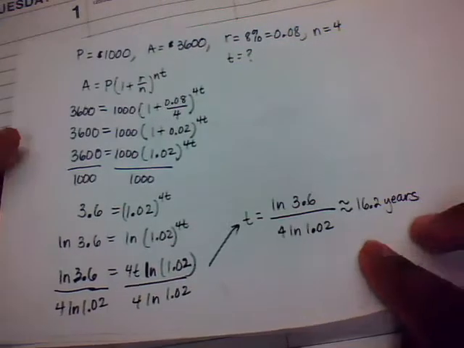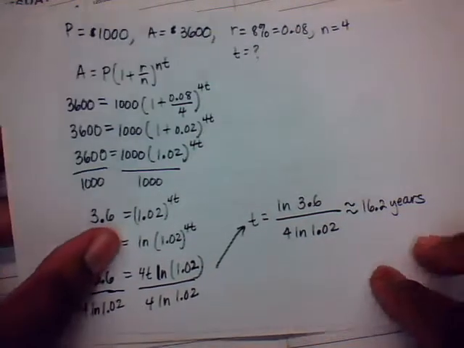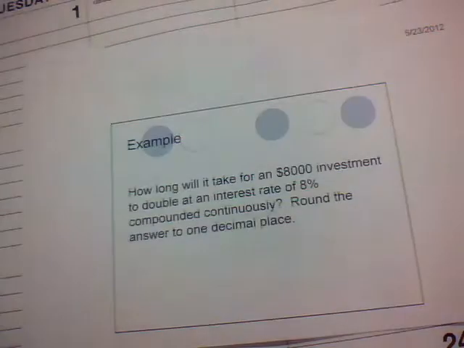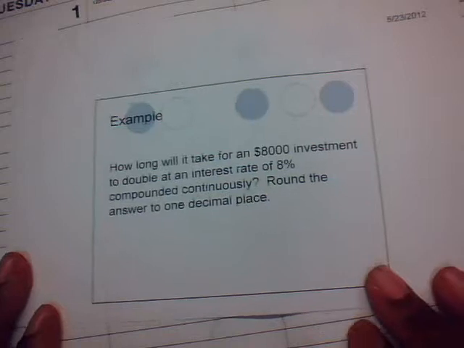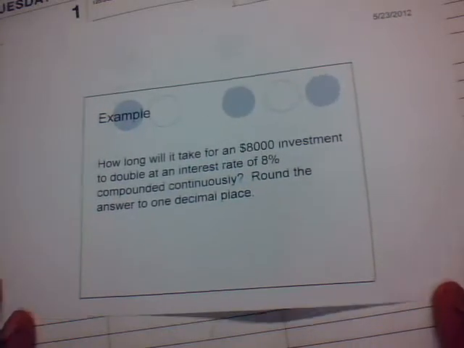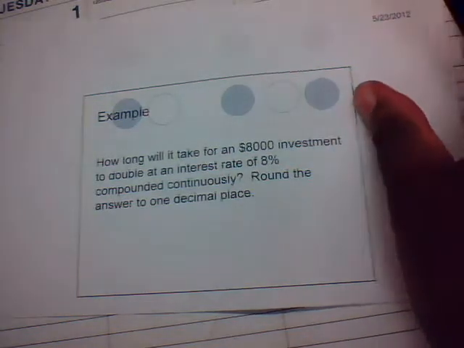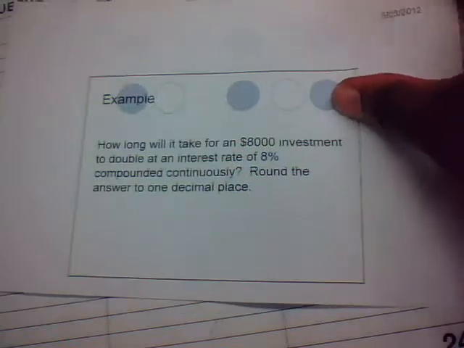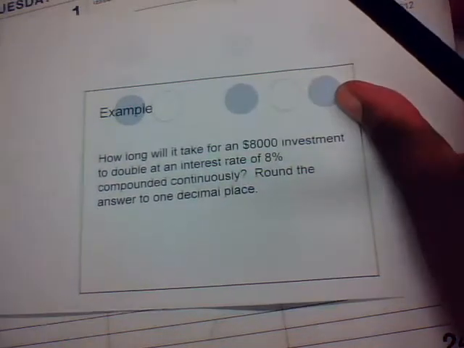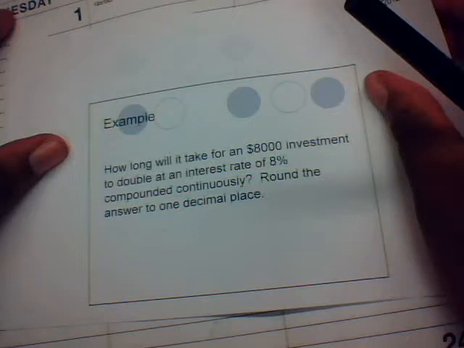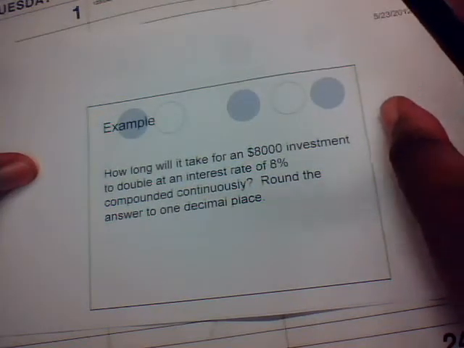Okay, now let's look at another example where we'll be using the one that says compounded continuously. Like this one. How long will it take an $8,000 investment to double at an interest rate of 8% compounded, no, not quarterly, continuously? And you want to round the answer to 1 decimal place. So here we're looking at a situation of continuous compounding, so we're going to be using the other formula, A is equal to P times e to the rt.